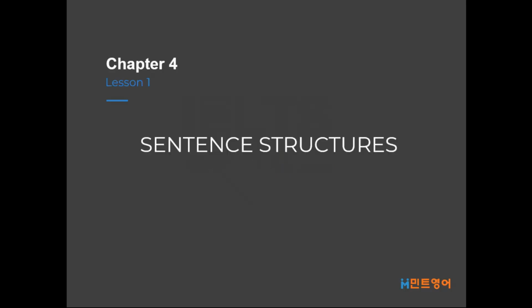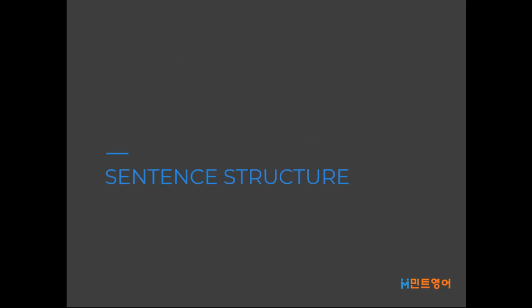In the first lesson of Chapter 4, we're going to discuss sentence structures. Sentence structure is how words are arranged in a sentence. It is essential to use a variety of sentence structures in answering the questions in the IELTS speaking test. The more varied and accurate your sentence structures are, the higher the band score you get. This is one of the aspects where grammatical range is assessed.